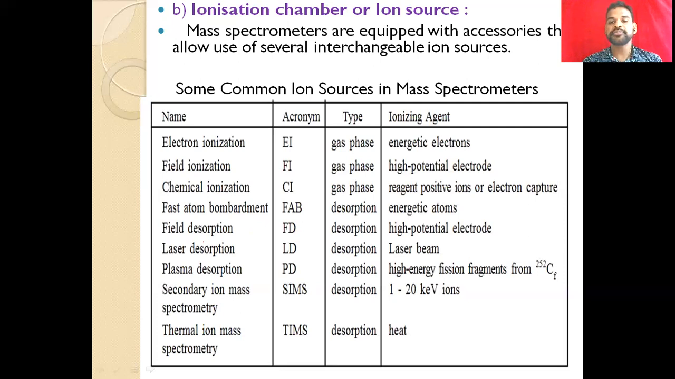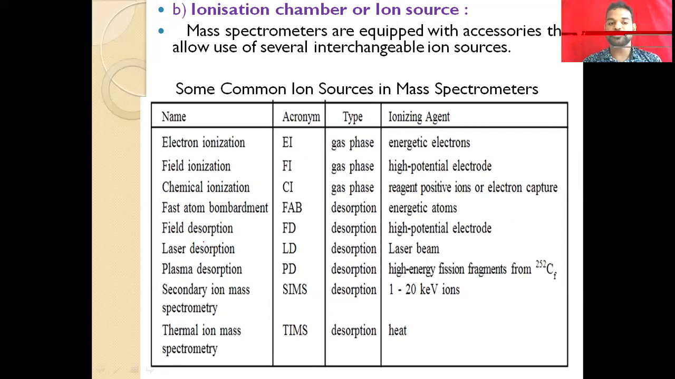And then chemical ionization, here also in the gas phase. The reagent is positive ions or electron capture. That means they chemically produce the ions here. And then fast atom bombardment. As the name says, energetic atoms are produced by bombarding with an atom. And then field desorption, where desorption is the type, and here also they are using a high potential electrode. And then laser desorption. Here also the laser beam is used to produce the ions.